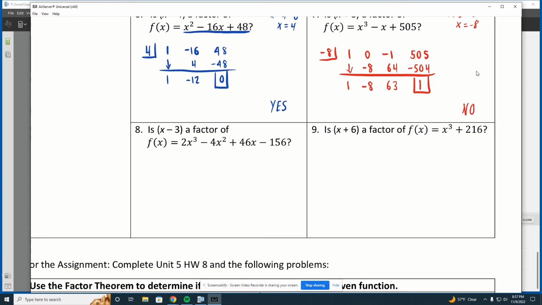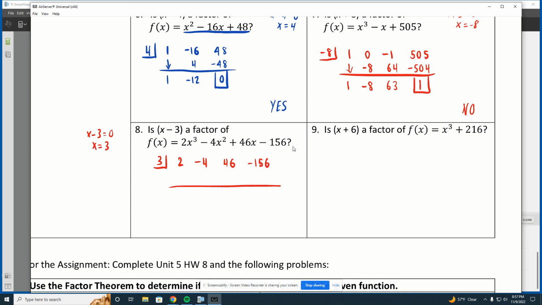Okay, let's do 2 more, and then this lesson will be yours. If I take x minus 3 and set it equal to 0 and solve, the number that goes in the box is positive 3. 2x to the third is my biggest term, so 2. What's after x to the third? X squared, got it, -4. What's after x squared? X, got it, 46. What's after x? Constant, got it, -156.